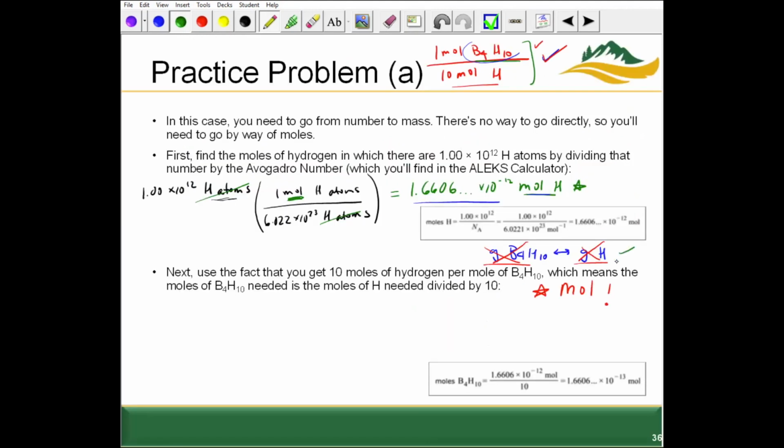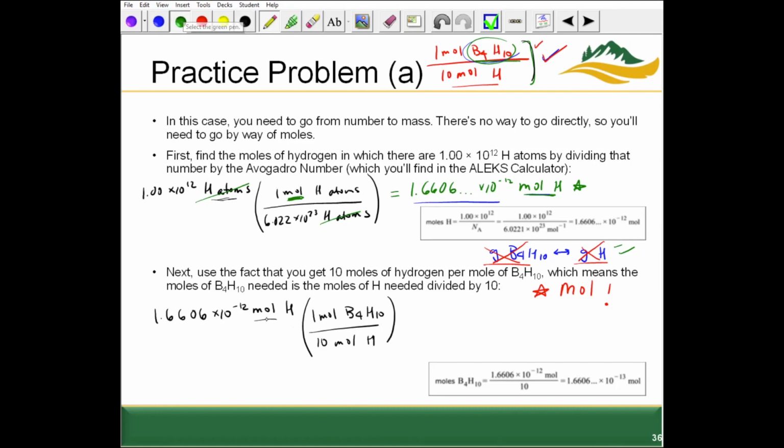Okay, so we're back here. We talked about this. We have moles of hydrogen. We don't want to go into grams of hydrogen, right? We want to stay in moles of hydrogen and then go to moles of B4H10. After we have moles of B4H10, then we can go to grams of B4H10. So we have this many moles of hydrogen. We need to use this conversion factor. We want to put moles of hydrogen in the denominator, so moles of hydrogen cancels out. There's 10 moles of hydrogen per every 1 mole of B4H10.